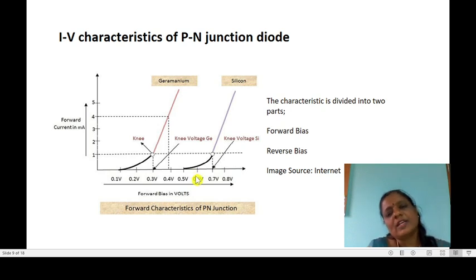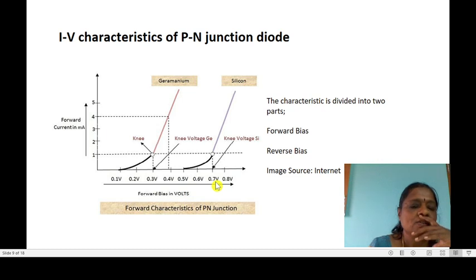The same thing I have studied for silicon. If your diode is made of silicon semiconductor, the knee voltage is 0.7. Here you see, from 0.1, 0.2, 0.3, you are not able to get any output for silicon. When it reaches 0.5, you get a small increase. When it reaches 0.7, there is a sudden rise in the output current. This is the knee voltage for silicon.